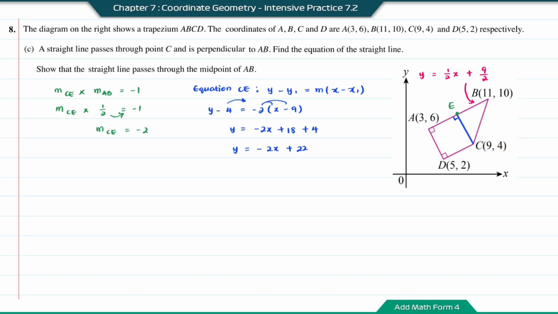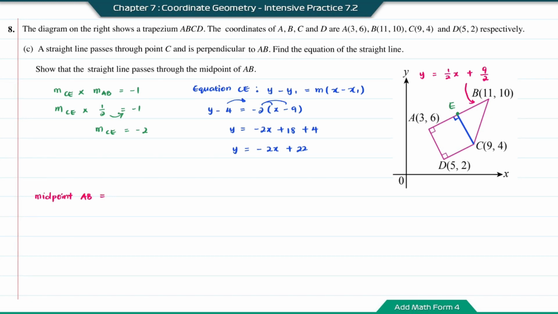Next, we want to show that the straight line passes through the midpoint of AB. As we know the coordinates of points A and B, we can find its midpoint. The ratio involved here is 1 to 1. So to find the midpoint, it will be 1 times 11, which is 11, plus 1 times 3, which is 3, then divide by the ratio 1 plus 1, which is 2. And for the y coordinate, it will be 1 times 10 plus 1 times 6, then divide by 2. So here we have 14 over 2 and 16 over 2. So this is equal to (7, 8).